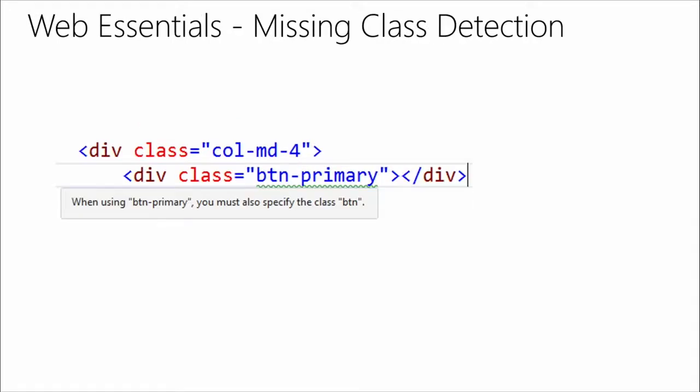If you install Web Essentials, which will install on Express and on every version of Visual Studio 2013, that will bring in things like missing class detection, which is really helpful. That's where it goes in and says, well, you used button primary, but you didn't say it was a button, and that's not going to work. Okay.